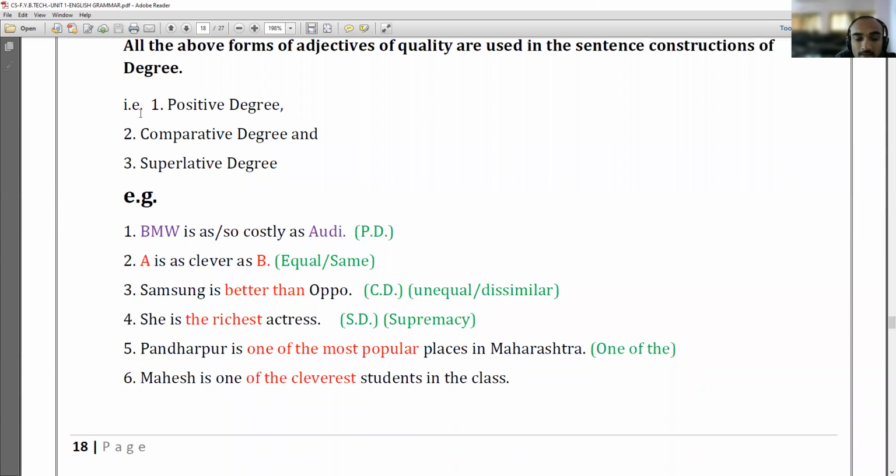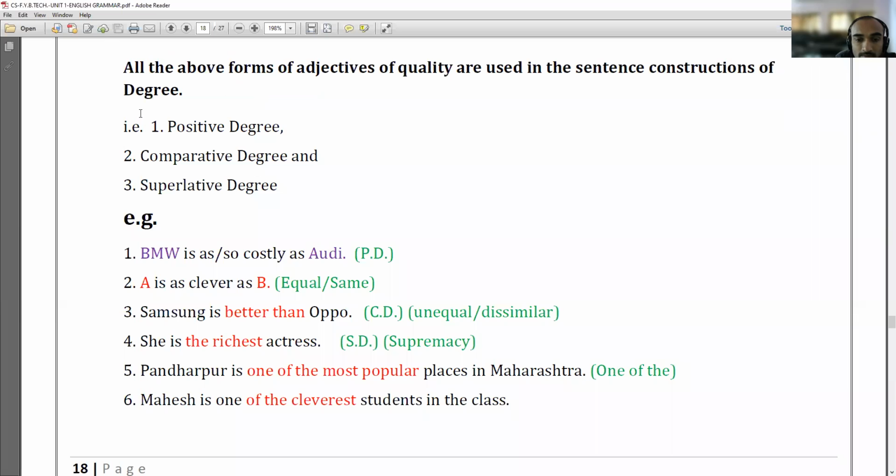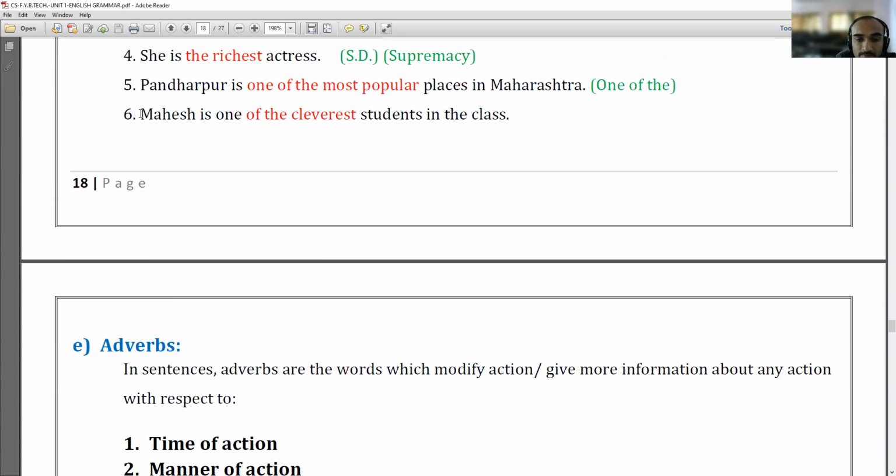Is it getting? Can you understand this? समजते का हे? Yes sir. Okay.